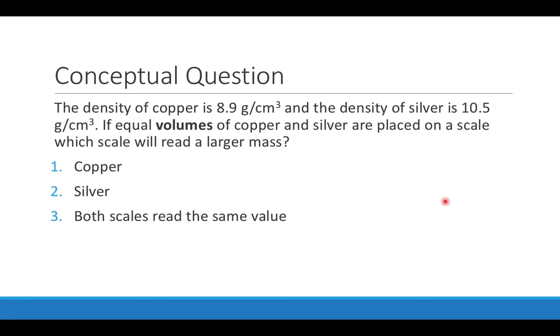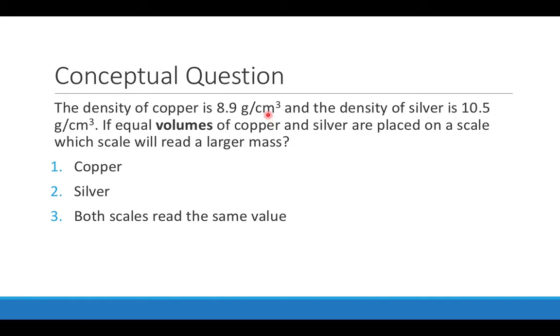Let's consider another example. Suppose that I am given that the density of copper is 8.9 grams per centimeter cubed and the density of silver is 10.5 grams per centimeter cubed. If I take equal volumes of copper and silver and I place them on a scale, which scale is going to read a larger mass? We have to think about this first from a conceptual standpoint. Silver has a larger density than copper, which means that it's more compact. So if I have equal volumes of copper and silver, there's going to be more mass of silver in that particular volume because it's more compact as compared to the copper.